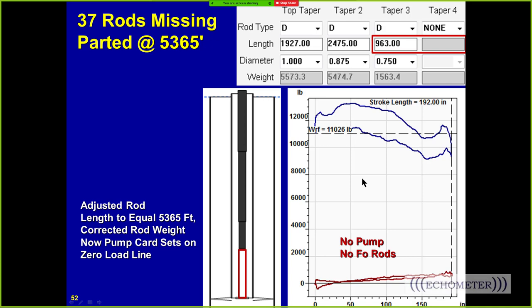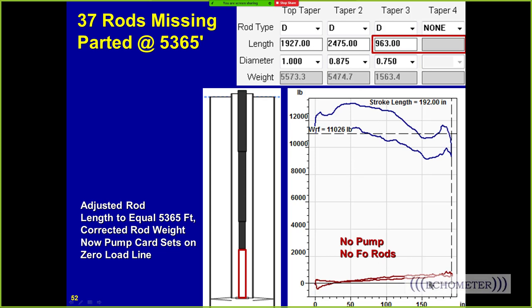And so if we adjust the rod string and remove just the right amount of rods, then we will see that our pump card will plot on zero, and we'll know approximately the depth to where the rod part is, and this is the actual depth to the rod part. And so you can see if we have the correct rod string that we weighed with this data, then the weight of rods and fluid that we're weighing should go pretty much to the midpoint of the rod string. That's what it's doing right here, the midpoint, the center of mass of this surface dynamometer card. And then we subtract out this rod string from this measured load.